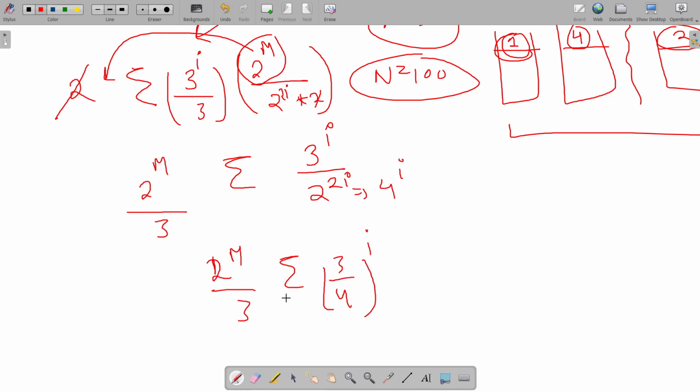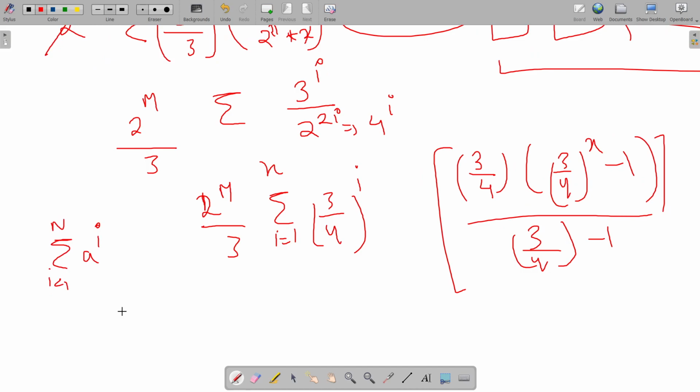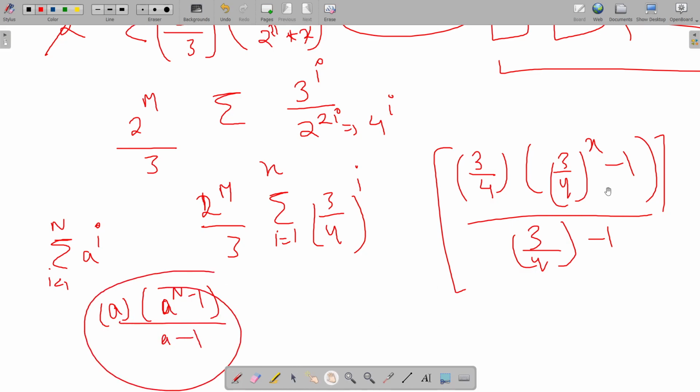And if you know geometric progression, you can find the sum of the series. So the summation of this will be the first term, when I is equal to 1, into the multiplier to the power x minus 1, upon this is the summation of this series. Basically, if you have a series like summation a to the power I, I equals 1 to n, the summation is a into a to the power n minus 1 upon a minus 1. Okay, so this is the formula.